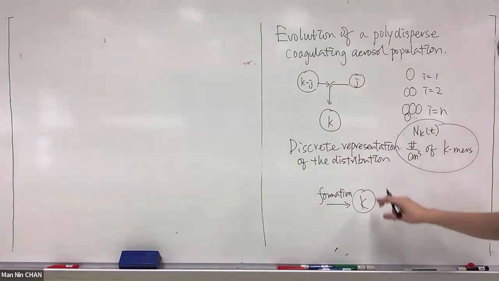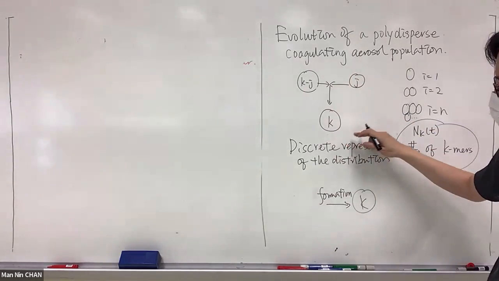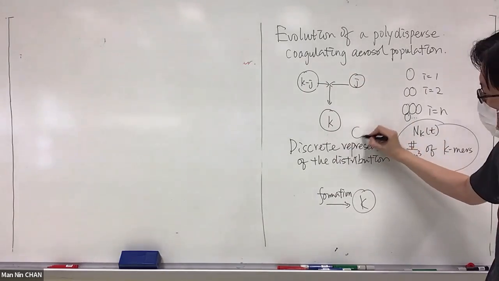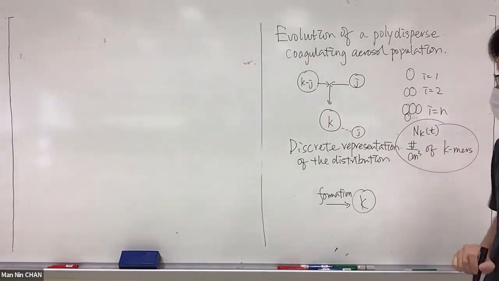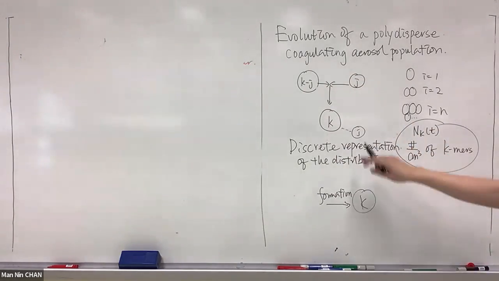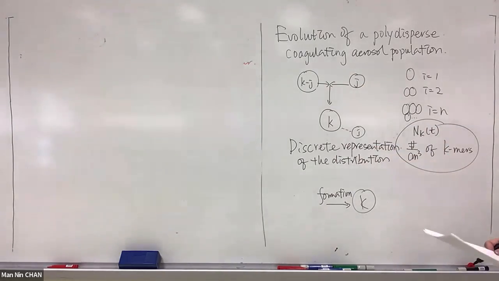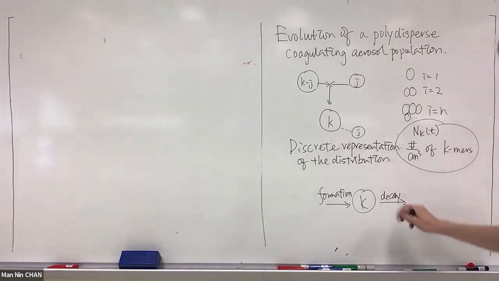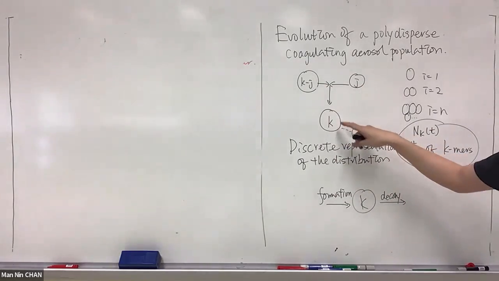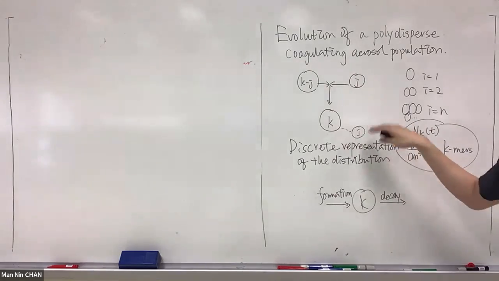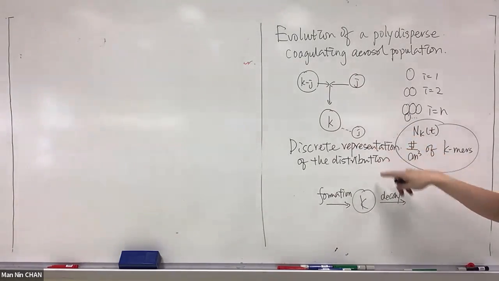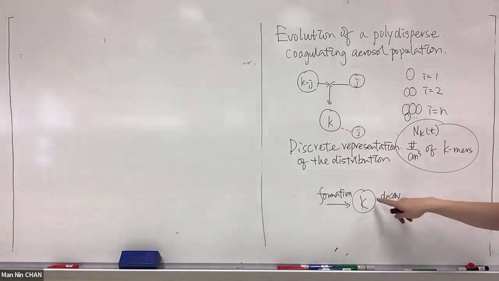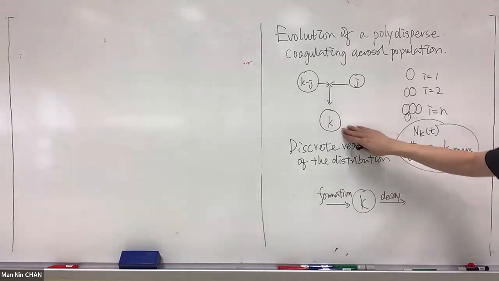This combination. But remember, once you form the K-mer, the K-mer will also collide with other molecules, and then it can grow. So they can also grow. In this case, we can say this is a K-mer because once you form the K-mer, it can also collide with all other particles, and then they can grow further. Then we can say this is called the decay.